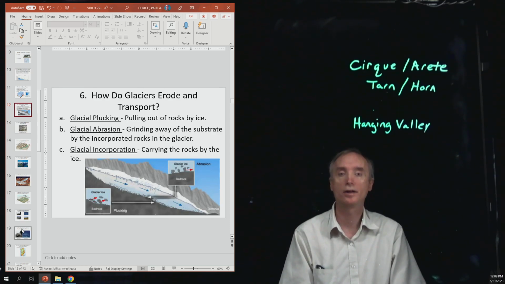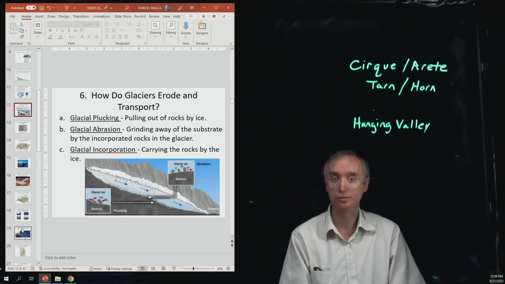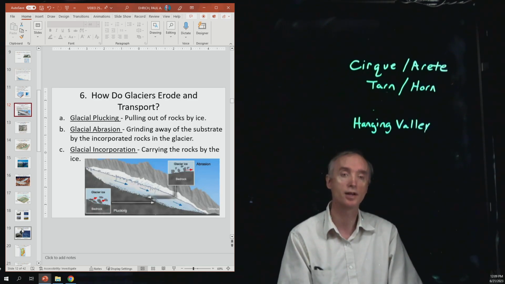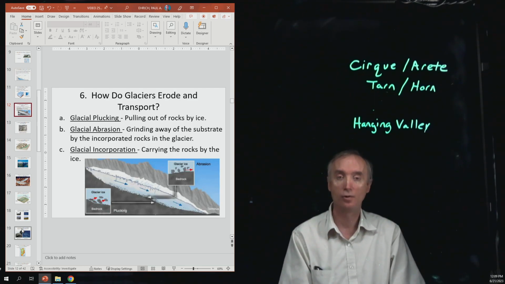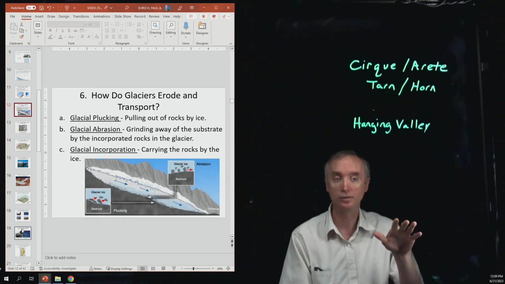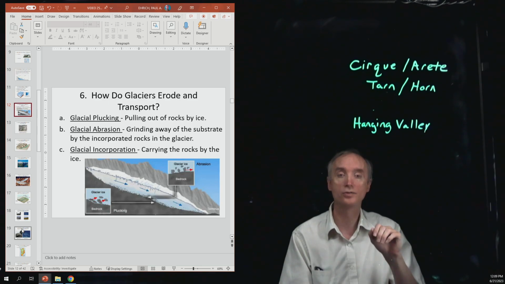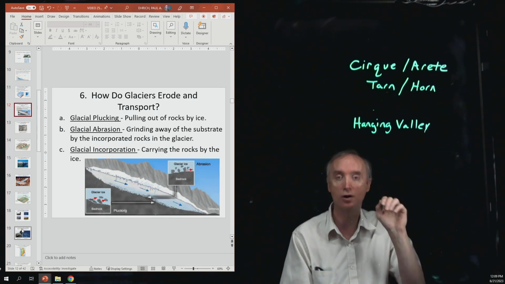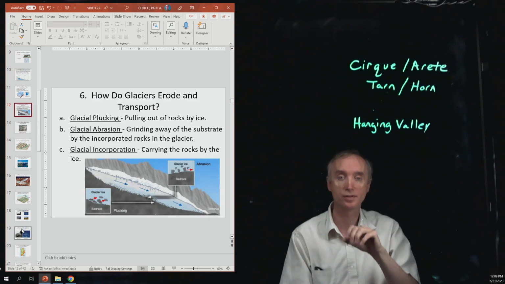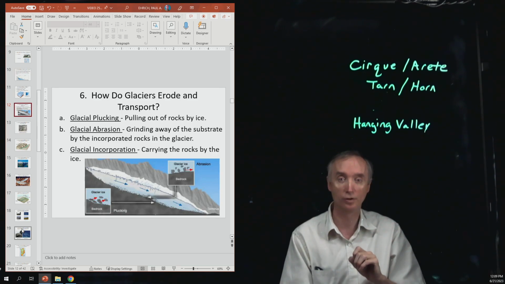Okay, now we want to talk about how glaciers erode and transport material. If you recall, when we talked about rivers, we said that rivers could also erode and that they could transport. In the case of the river, one way that it could erode was the force of the water pushing against something. Also, the materials that were being carried by the river could scratch and carve against other rocks as they hit them in the river.